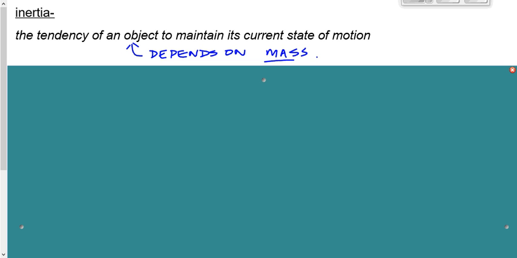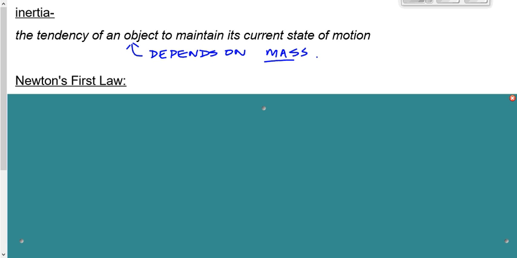A car sitting in the parking lot has the exact same inertia as a car traveling down the highway. The velocity doesn't affect it. It's difficult to get a car in the parking lot moving. It's difficult to get a car on the highway to speed up or to slow down. It's the exact same value, the exact same amount.